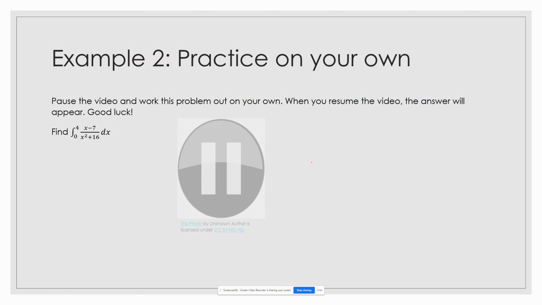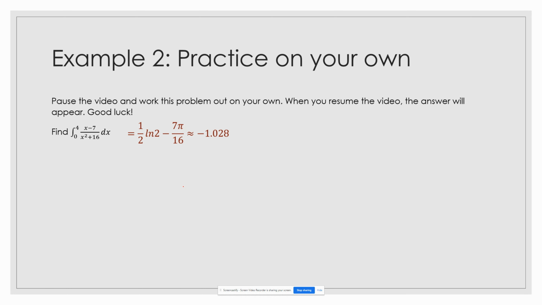Okay, hopefully you had enough time to work out that problem. And so the answer is 1/2 ln of 2 minus 7 pi over 16, which is approximately negative 1.028. So if you still got that negative 1.028 and you didn't get this piece of it, chances are we just did it a different way, which is okay.